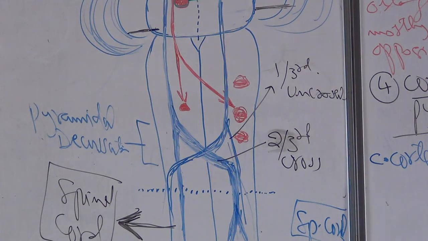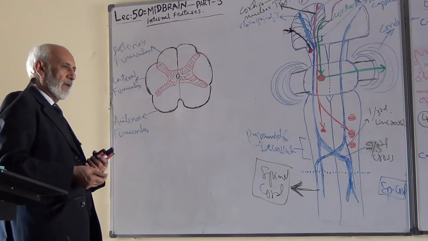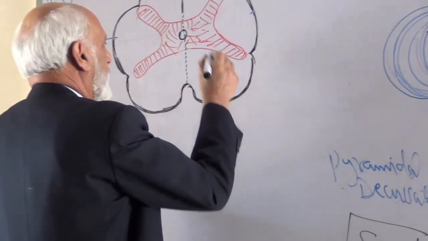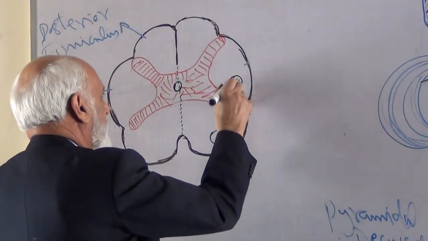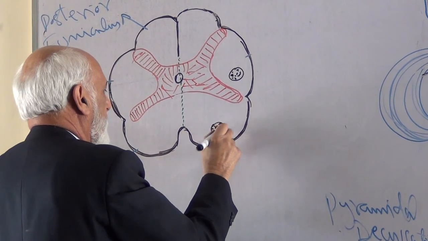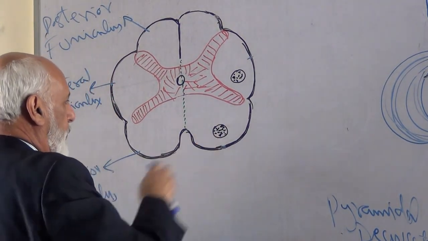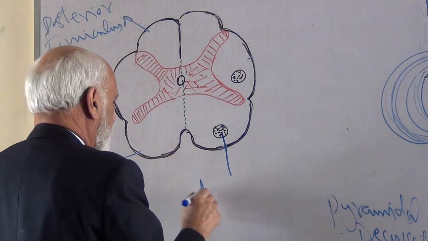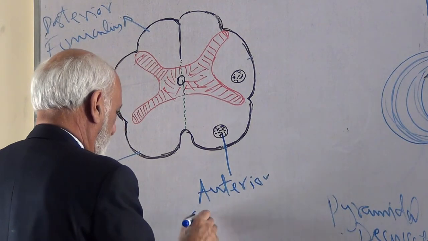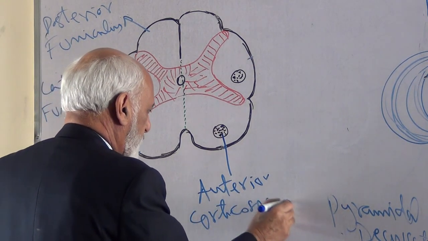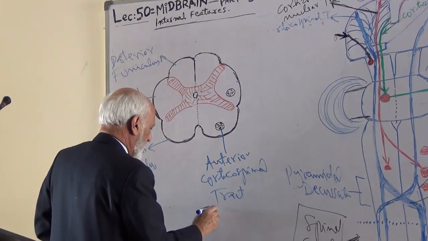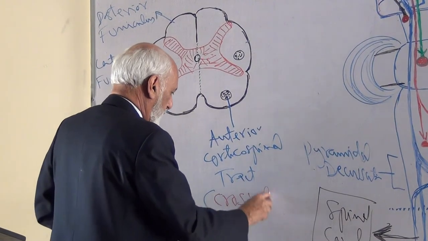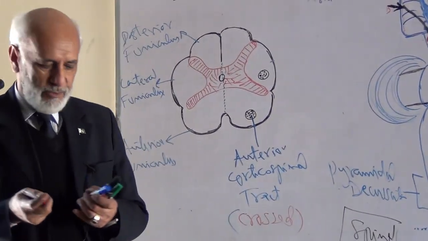So the two-thirds of pyramidal tracts which cross then descend through the spinal cord. Some of these crossed fibers descend through the anterior funiculus and some through the lateral funiculus, sorry. So what are the tracts passing through the anterior funiculus of the spinal cord known as? The anterior corticospinal tract. Which one? Crossed anterior or ventral corticospinal tract.